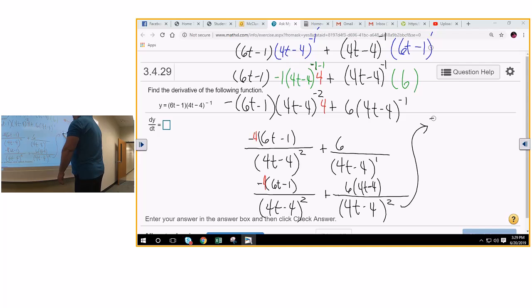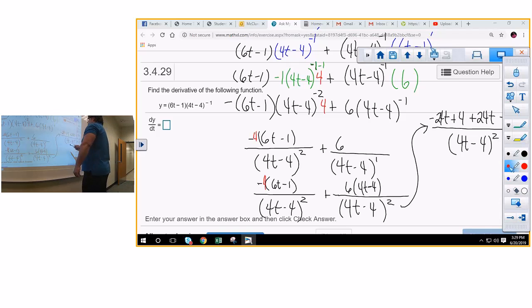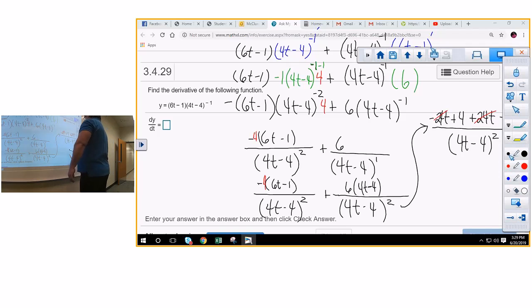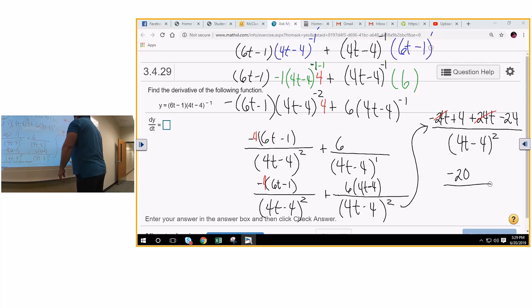Negative 24t plus 4 plus 24t minus 24. Yes or no? 4t minus 4, quantity squared. And the 24t's cancel. And 4 minus 24 is negative 20. So that'd be negative 20 over 4t minus 4 quantity squared.